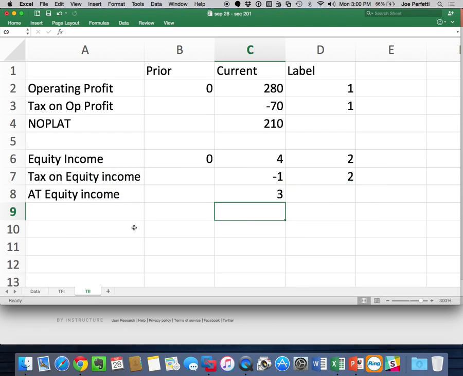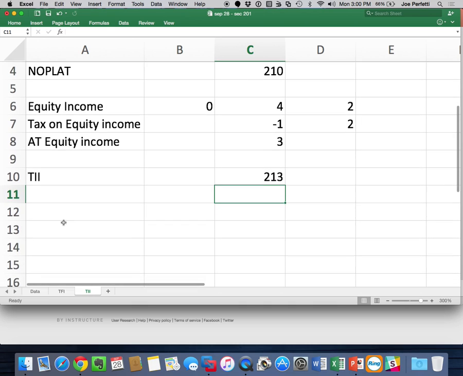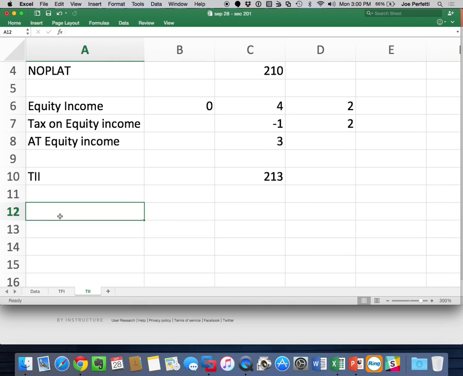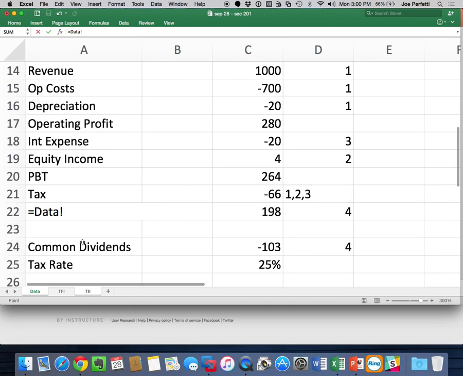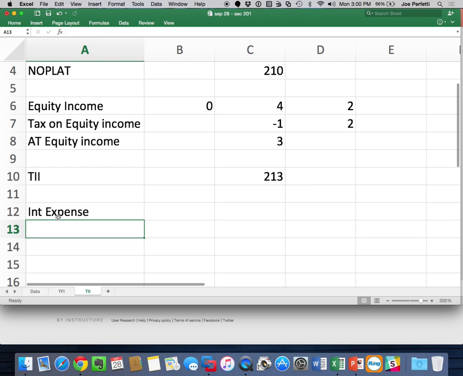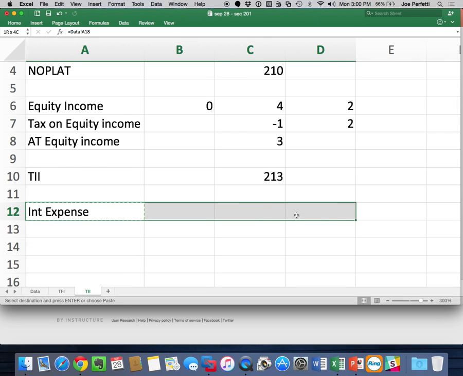All right, that's my 2. So then I have my total income available to investors, which is my 1s plus my 2s, that plus that, which is 213. That's my TII. Okay. Now, I then go to my 3s. What are my 3s? Well, my 3s are my interest expense, and my interest expense is my 3.